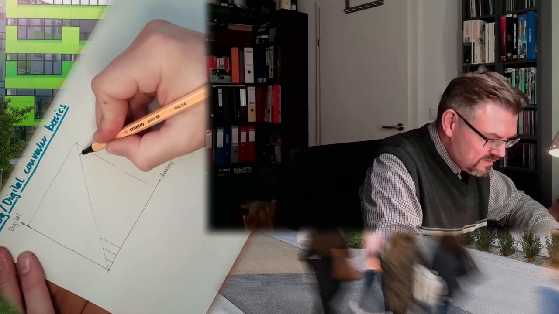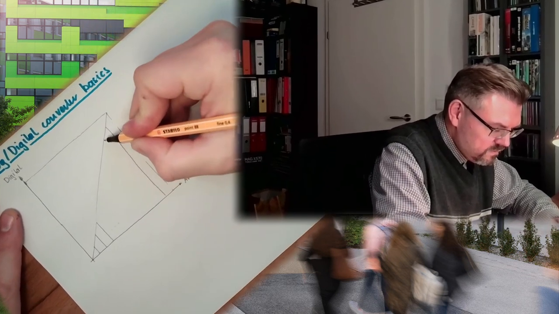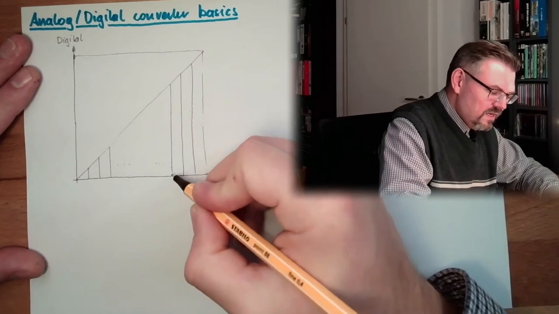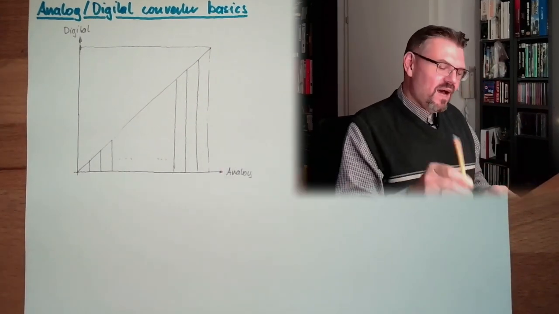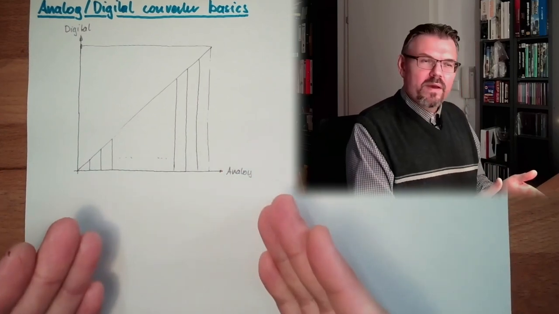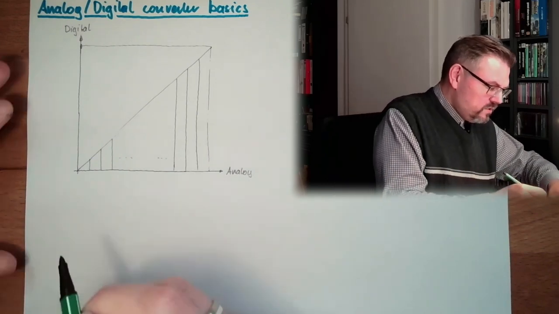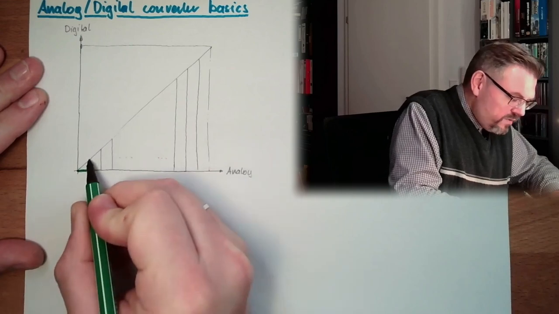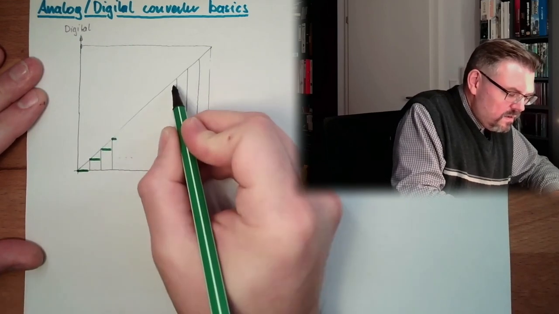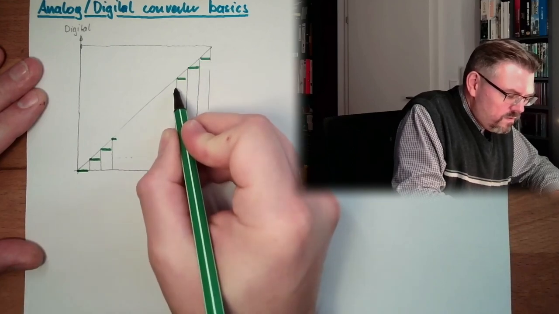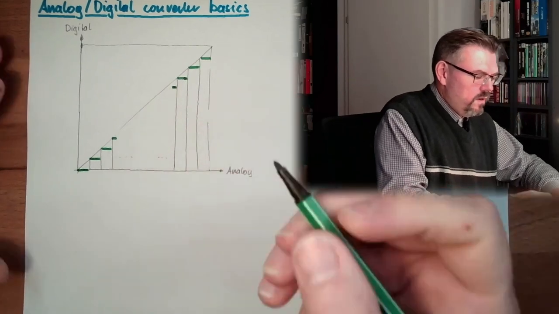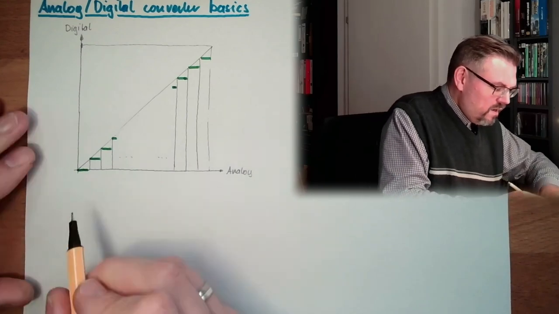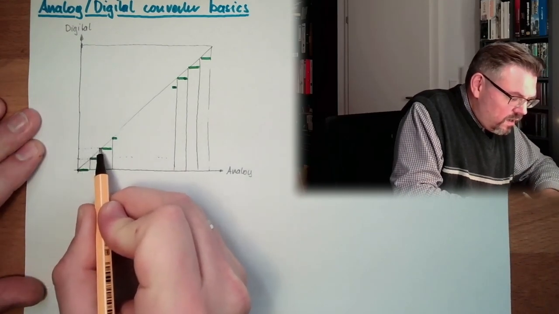We are subdividing this analog world into classes. Several classes, all right? These are our classes. And we only say in which class a measured value is. So we're measuring the analog value and then we say, okay, it's in the first range. So we say it's zero. Then we're measuring maybe here, maybe here, maybe here, or here. All right, and these are the numbers, the digital representation of our world.